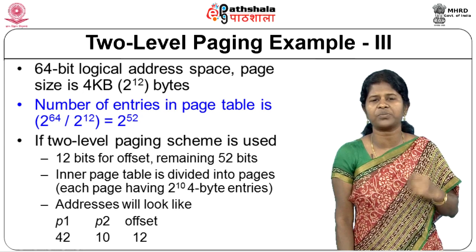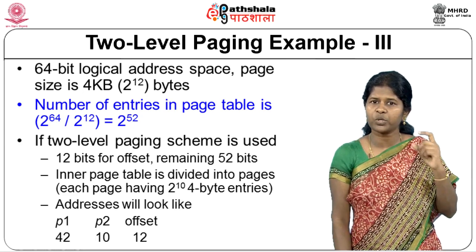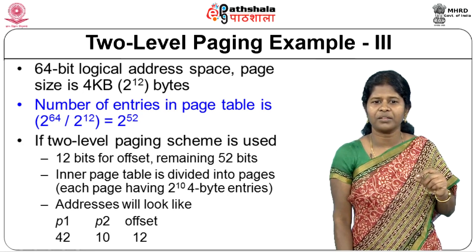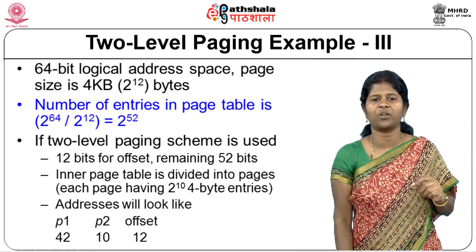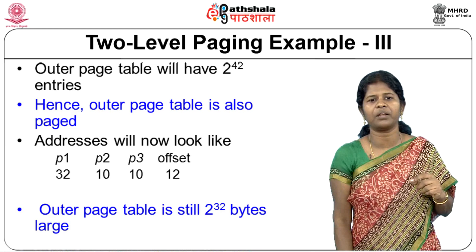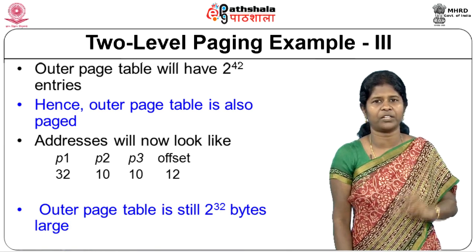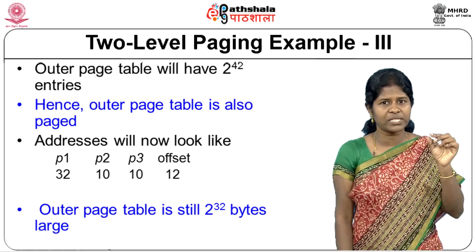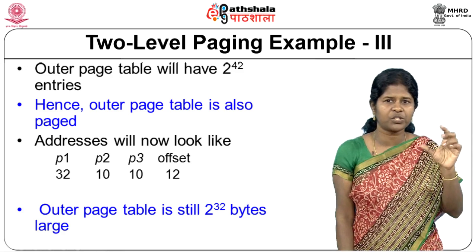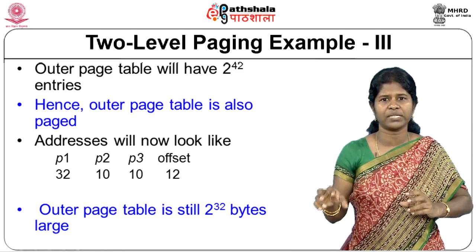When you have 42 bits as P1, there will be 2 power 42 entries in the outer page table. Okay. So, 2 power 42 entries in the outer page table is again very large. So, the outer page table can also be paged now. The outer page table is now again divided into pieces. The outer page table also will have a 4 byte entry, and hence this will again be divided into pieces such that each piece can be accommodated into a single page.